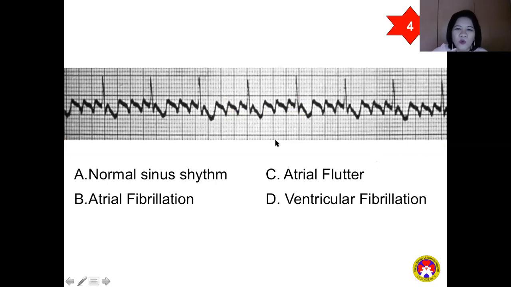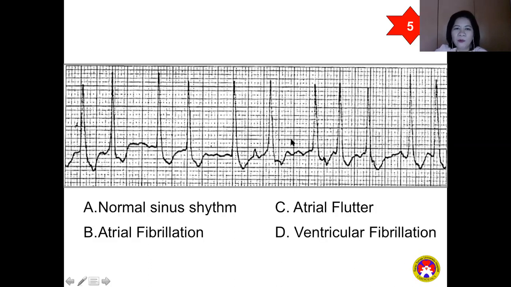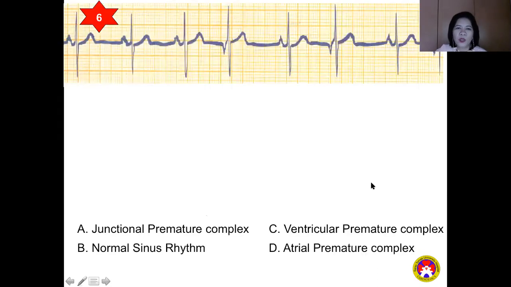Here we see the sawtooth appearance. So this is the atrial flutter. Okay, about here, we see an irregular R to R interval. There is no definite P for every QRS. Very irregular R to R interval. So this is atrial fibrillation. Okay.